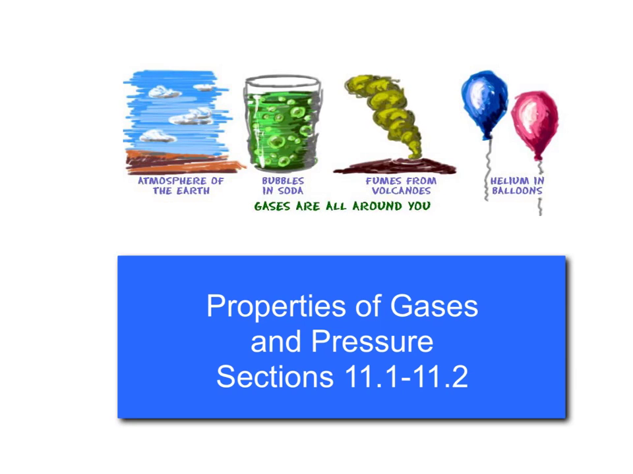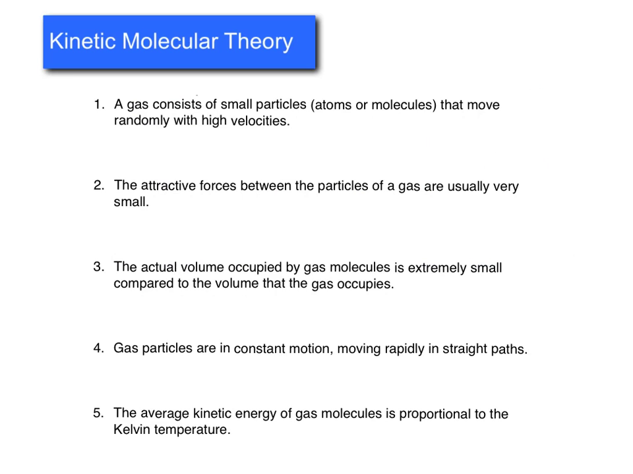Today we're going to talk about the properties of gases, which is chapter 11. And in order to talk about the properties of gases, we're going to use a theory called kinetic molecular theory. Kinetic molecular theory is basically just a model that describes how gases behave. There are 5 different postulates in this theory, and I'll go through each of them.